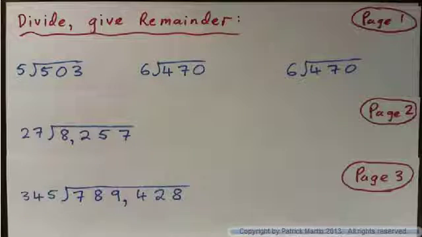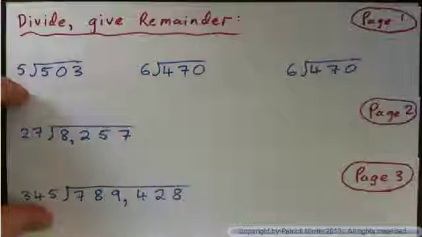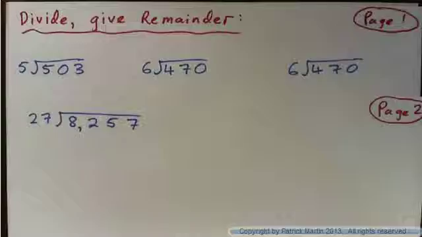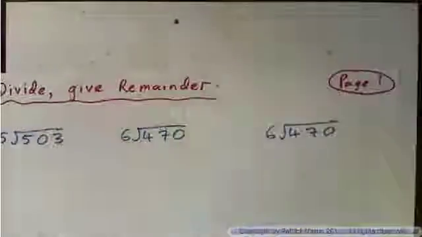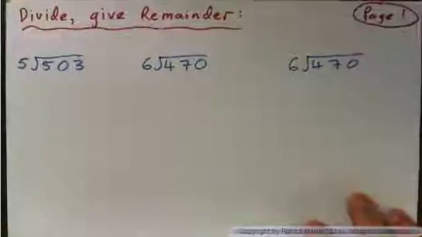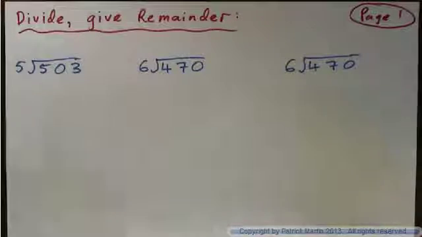In this video we're just going to look at division where you actually have a remainder. So we'll just do these examples on these 3 pages. Page 2 is just one example, as is page 3. So if you had 5 into 503, or 503 divided by 5, go ahead and do the division on this and see what we get.